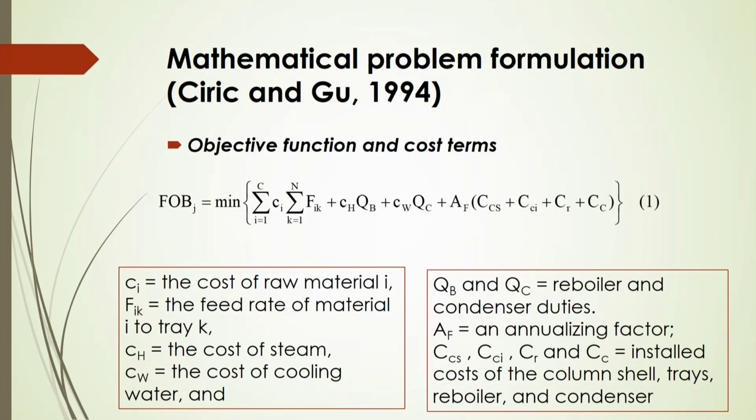This F_OBJ, that means the objective function, is equal to the minimization of this: the summation of component-wise Ci and the summation of Fik plus CH QB plus CW QC plus AF into CS plus CI plus CR plus CC. So, as per this equation number 1, you can actually optimize this process, where some notations are given here.